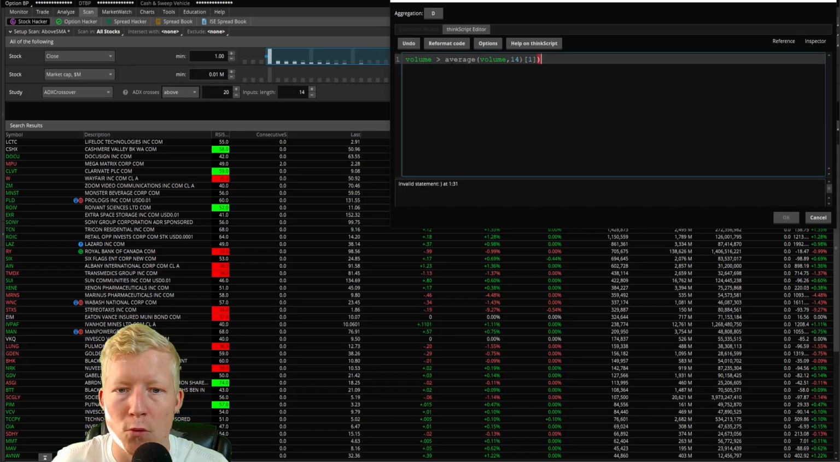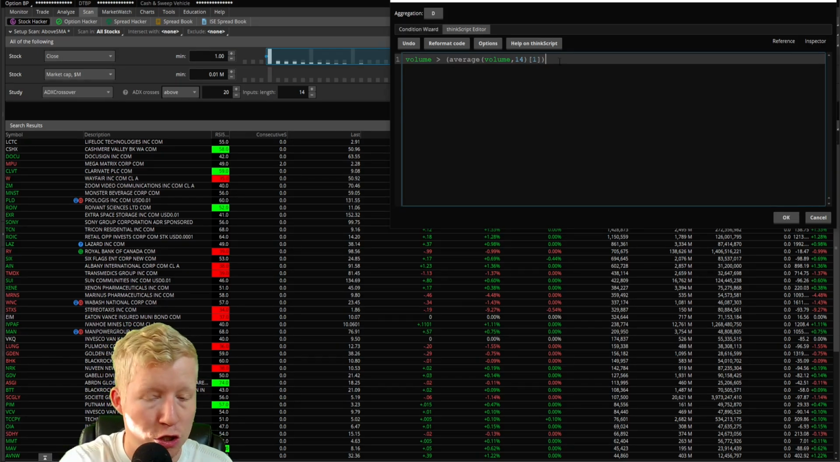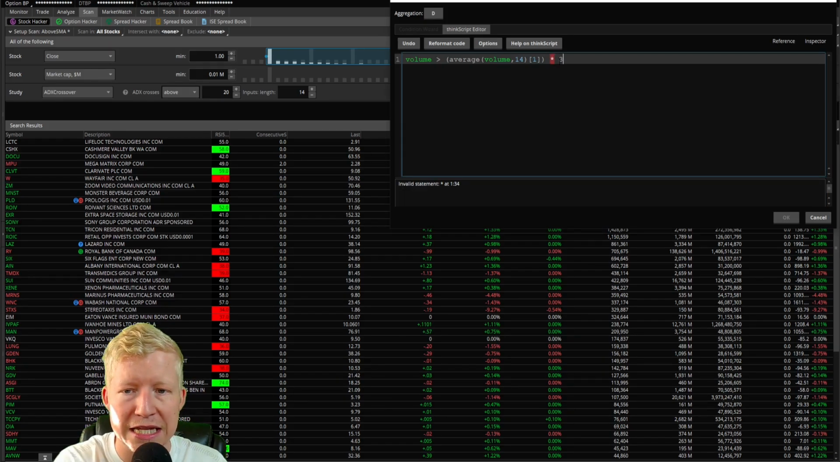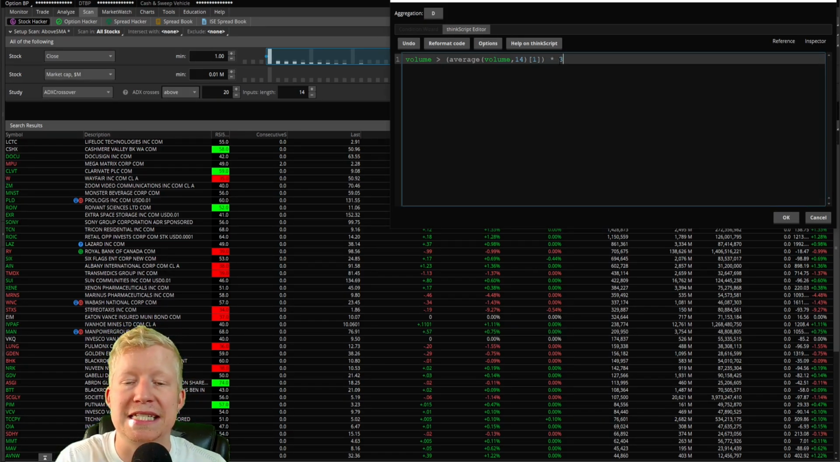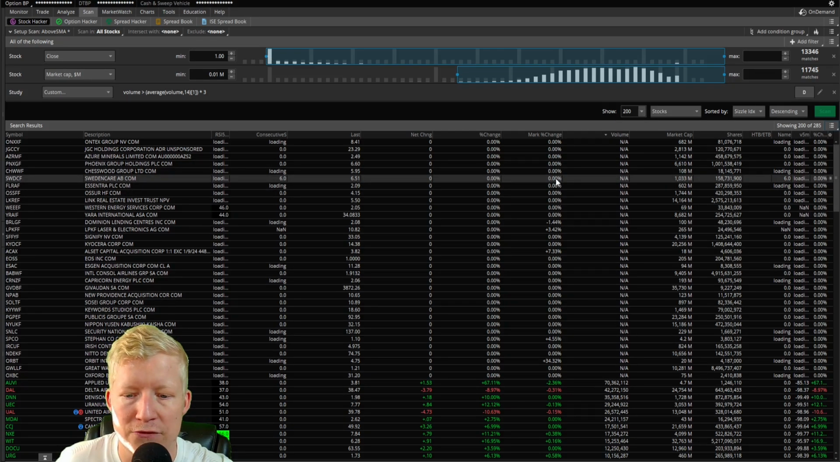And then we're going to do one more thing. I'm going to encapsulate all of this together using parentheses, and then I'm going to multiply this by 3. I want to be seeing stocks that are trading 3x the average volume over the last 14 bars. If we hit OK and we hit scan, let's see what kind of returns we get here.